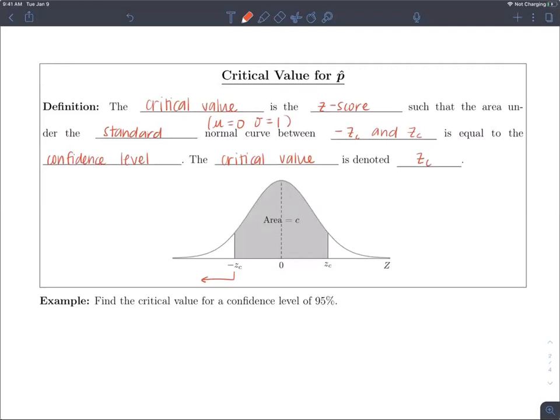Let's say I give you that c is equal to 0.9, okay, let's do 0.95 instead of 0.99. So if c is equal to 0.95, then what is this piece equal to right here? Is it 0.5? Okay, so if I have 95% of the curve in between, how much of the curve is left over on the sides?